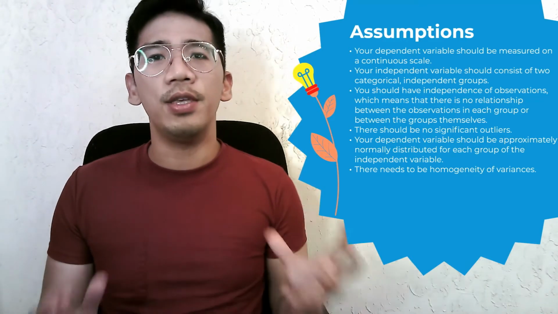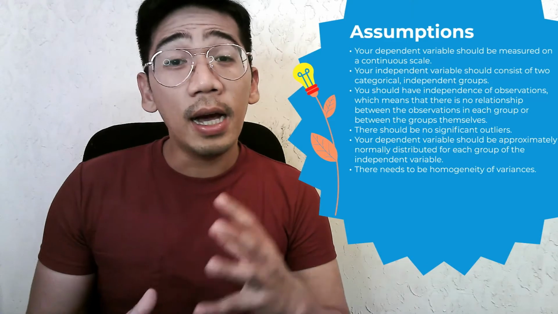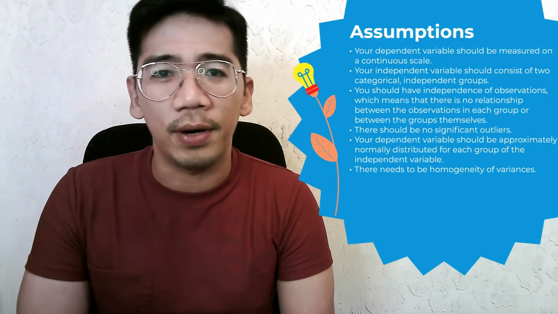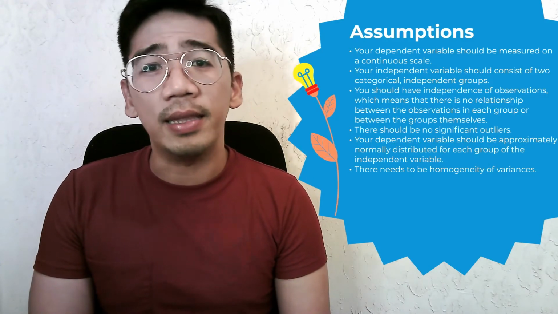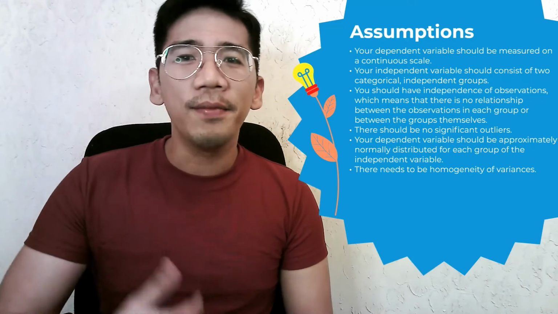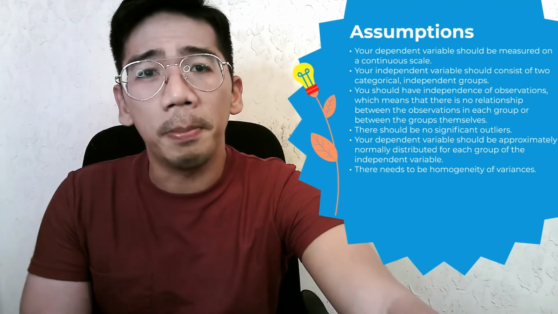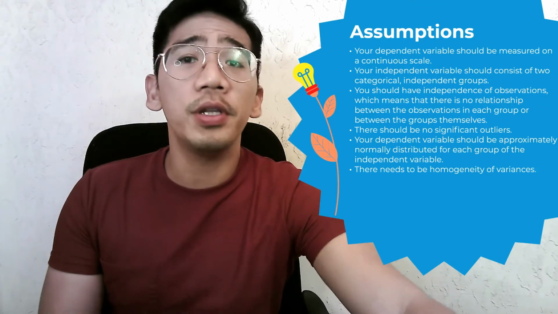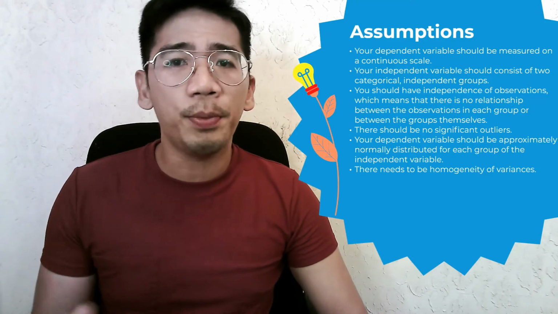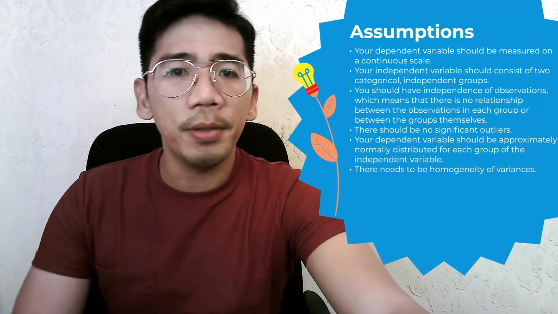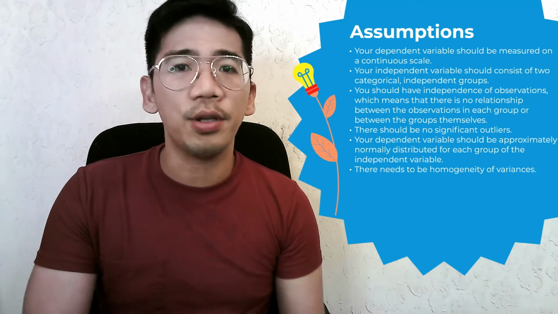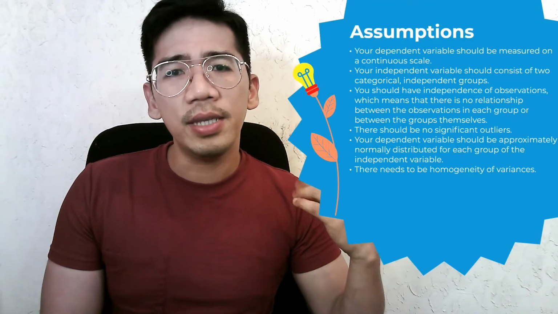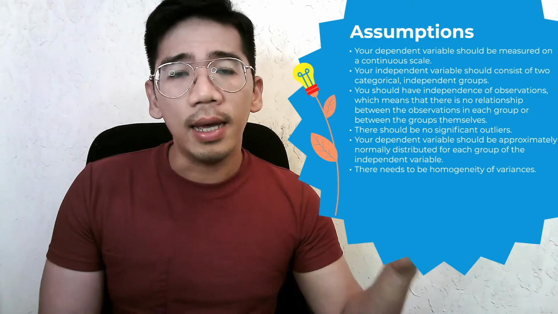Assumption number 5 is that your independent variable should be approximately normally distributed for each group of the independent variable. We talk about independent t-test only requiring approximately normal data because it's quite robust to violations of normality, meaning that this assumption can be a little violated and still provide valid results. You can test for normality using the Shapiro-Wilk test of normality, which is easily tested for using SPSS statistics.